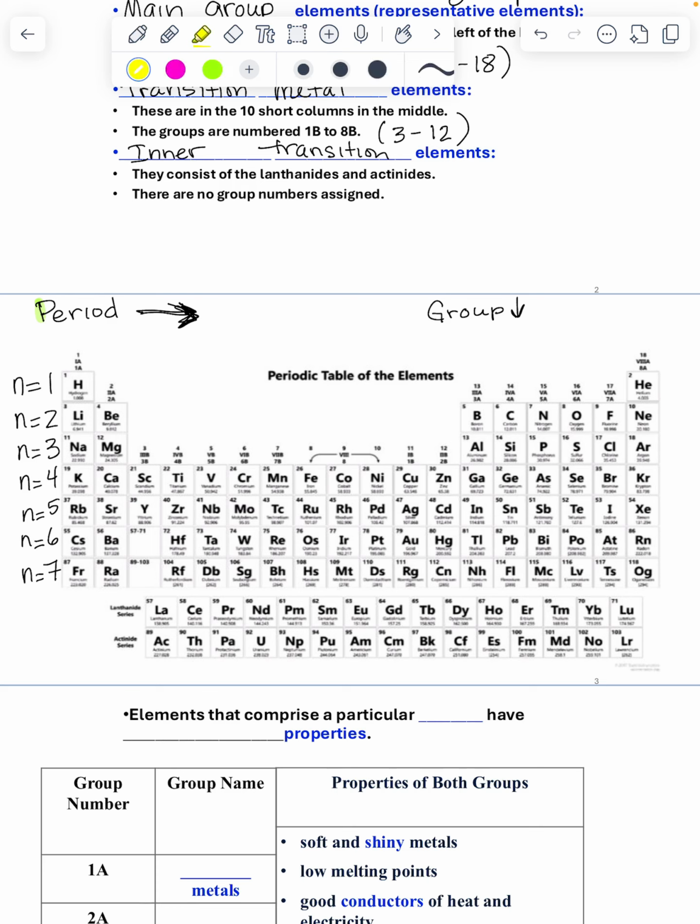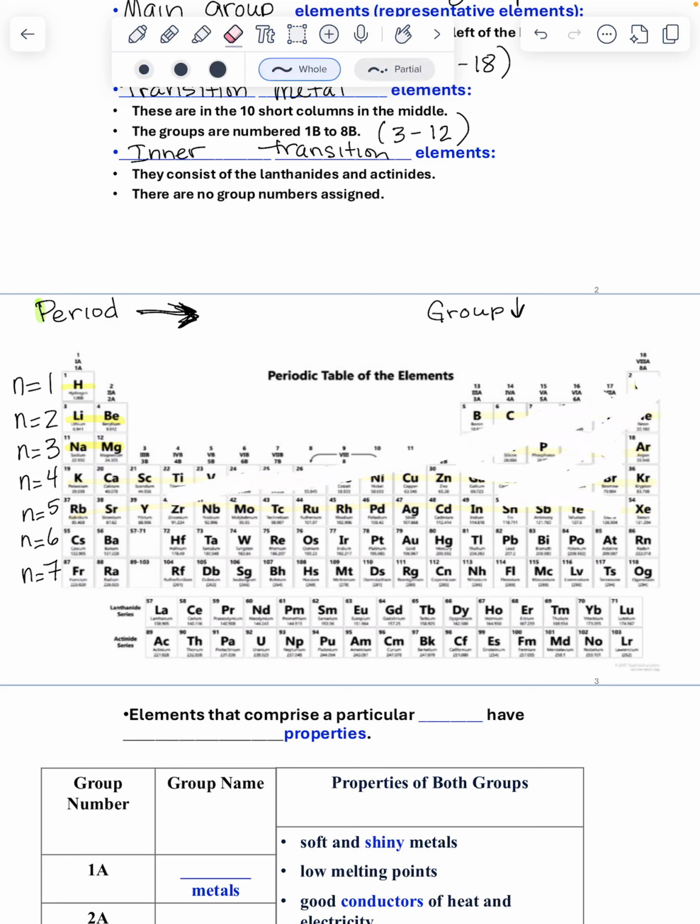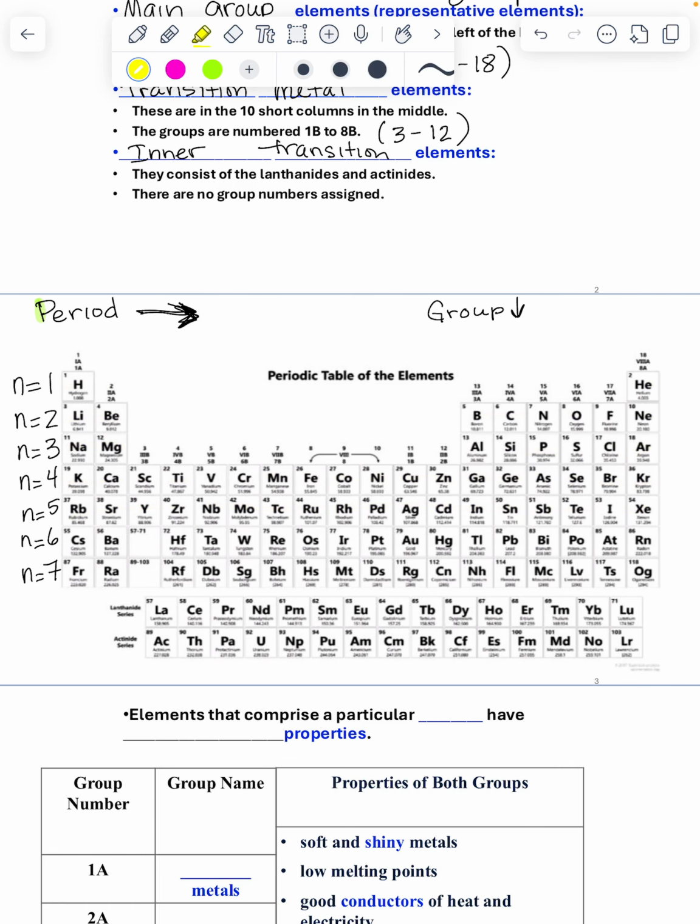And so just to be clear, and you don't have to do this on your periodic table, but the first period includes hydrogen and helium. The second period, these two elements, and all the way across here. The third period, same kind of pattern. The fourth period, however, goes all the way across, and so on. And so that's how the periodic table is organized by periods.